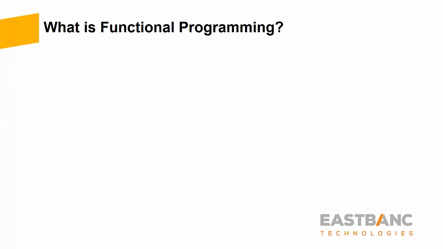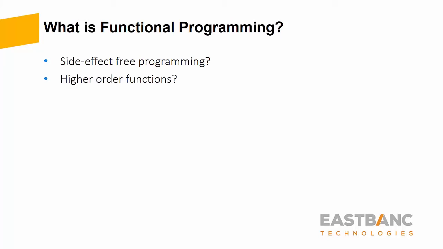We'll start with the question, what is functional programming? You might have heard that functional programming is programming without side effects, side effect-free programming. When you have a data structure, for example, a class, and make it immutable, that means that you cannot change instances of that class. Or you might have heard that functional programming is programming using higher order functions. Higher order functions in C# is basically C# lambda syntax.